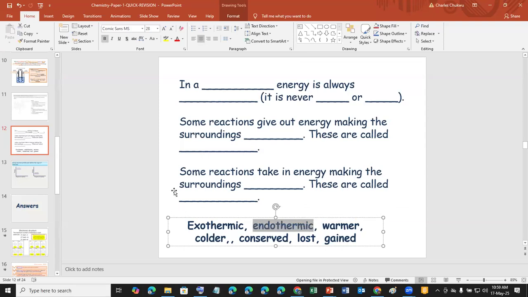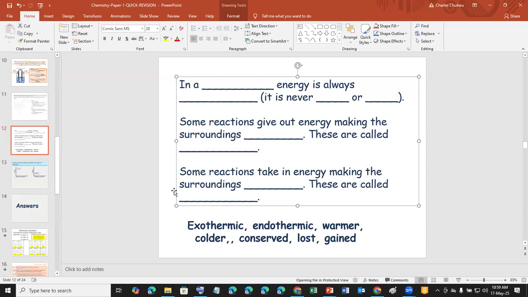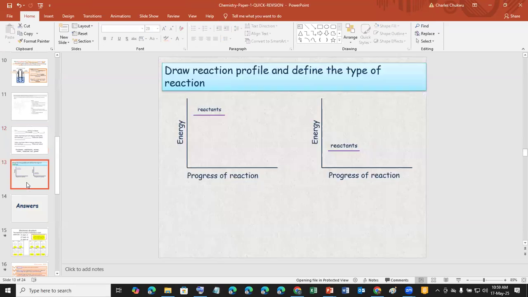Do you have any questions with what I've said so far? No. Okay, but can you relate to it? Is this something that you can remember we've discussed before? Yes. Okay, all right. So we move on. It says, this is just like an exercise. It says draw a reaction profile and define the type of reaction.